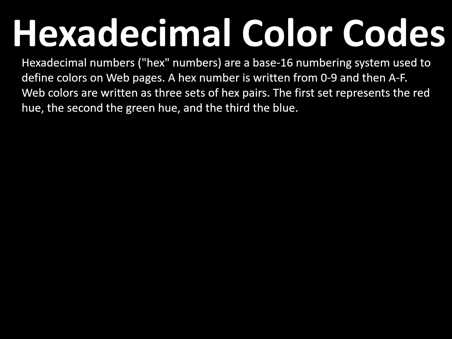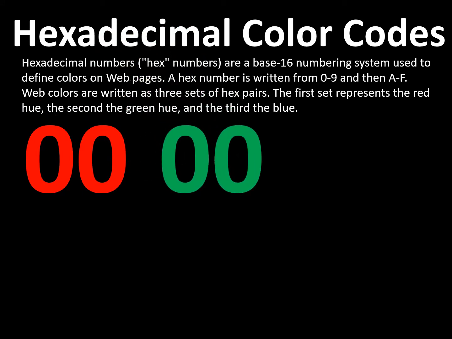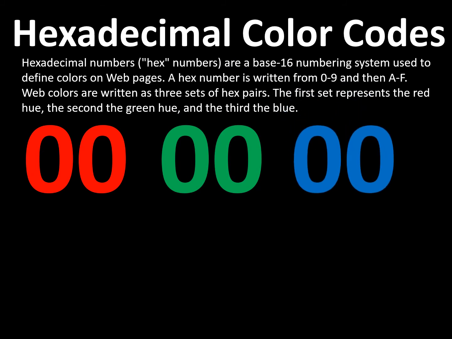A hexadecimal color code, or hex code, is a base 16 numbering system, and it's used to define colors on web pages. A hex number is written from 0 to 9 and then A to F. And web colors are written in 3 sets of hex pairs. The first pair represents the red hue, the second the green, and the third blue.